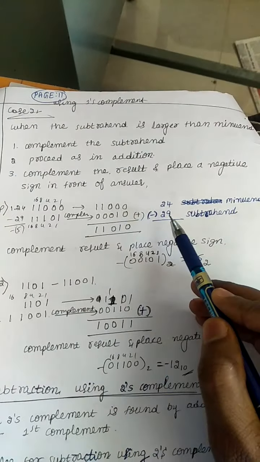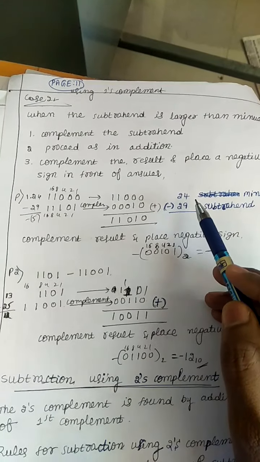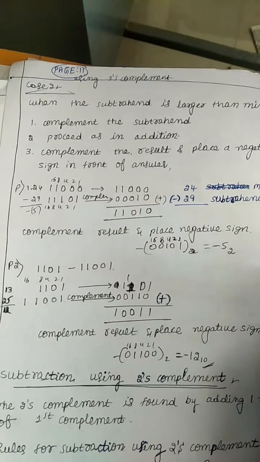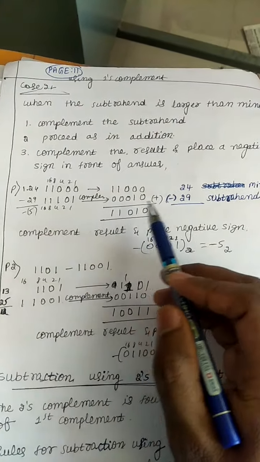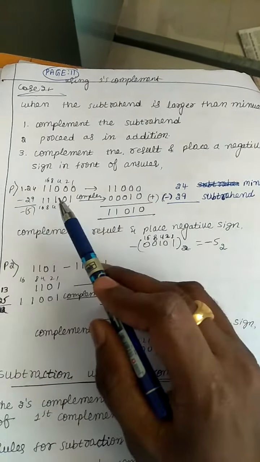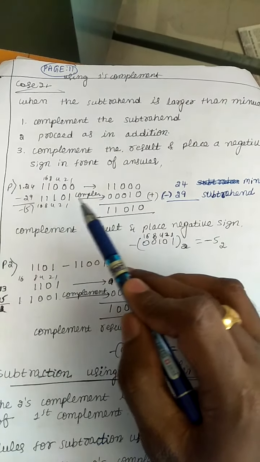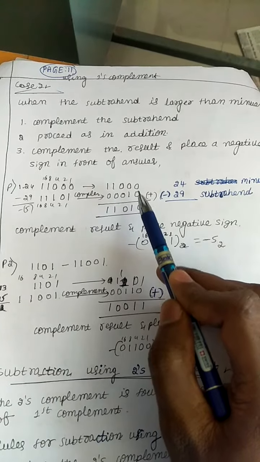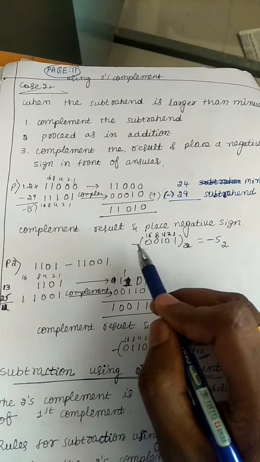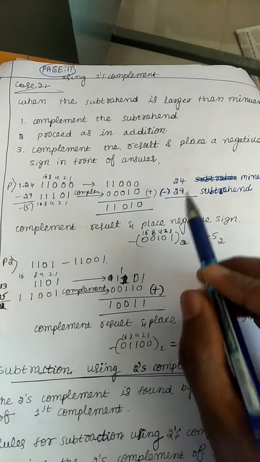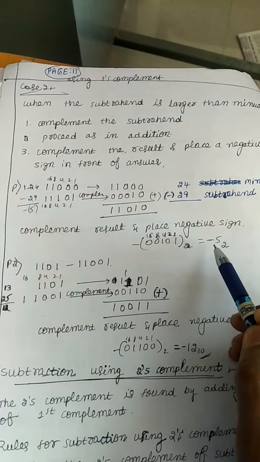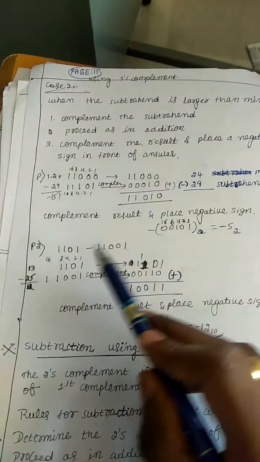Suppose the subtrahend is greater than the minuend, then what is the procedure to find the solution under ones complement? The same procedure you have to follow. First you have to find the ones complement for the subtrahend. Wherever you have 1 you place it 0, wherever you have 0 you place it 1, and then you add it, you will get the solution. For that you have to place the negative sign, that will be your solution. For example, here 24 and 29, the solution is minus 5, finally I got minus 5. In a similar way you have to solve this problem.